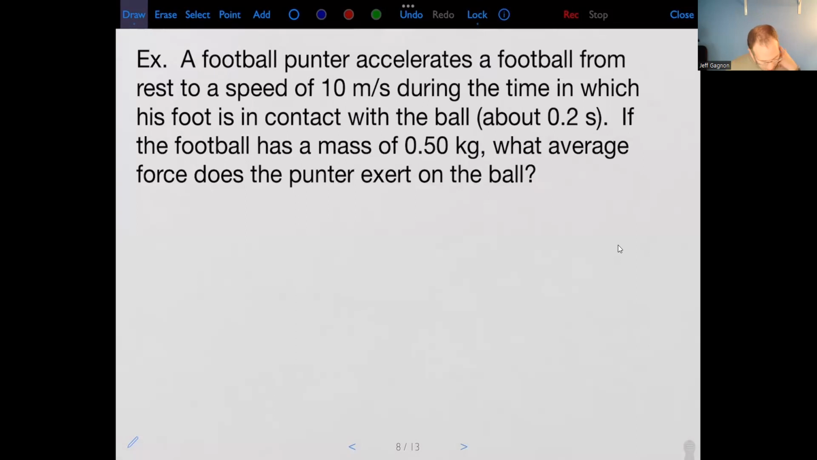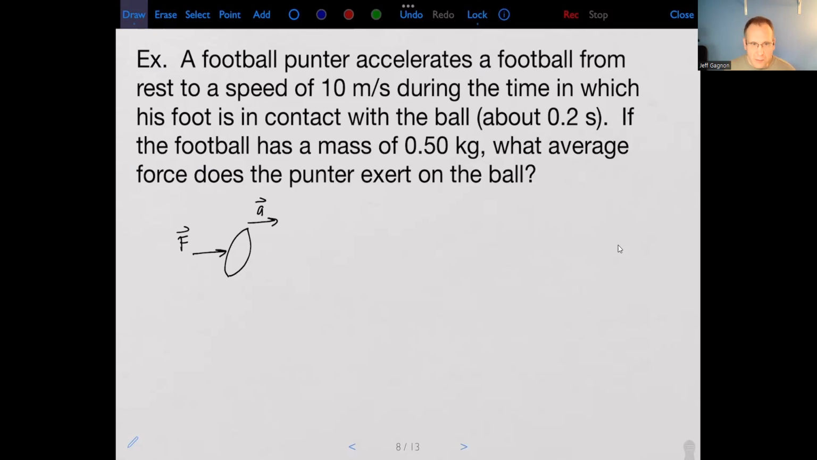Okay, well, so here, let me draw a little picture. I have the football, right? There's going to be some force acting on it, say in that direction. There's going to be an acceleration in the same direction. These are really vectors. And we want to figure out the average force acting on the ball.